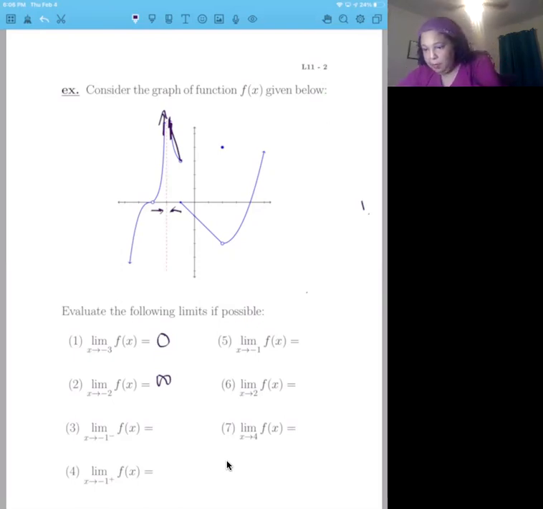All right. Number 3, x goes to -1 from the left. So here's -1. From the left is this side. From that side, the y value is 3. Now they're asking on number 4, the limit as x goes to -1 from the right. So that's from this side, and that is going toward 0. All right, and since 3 and 0 are not the same, we say number 5, the limit as x goes to -1, does not exist.